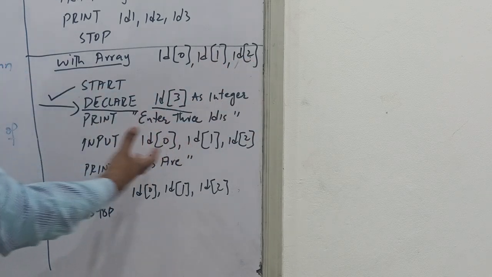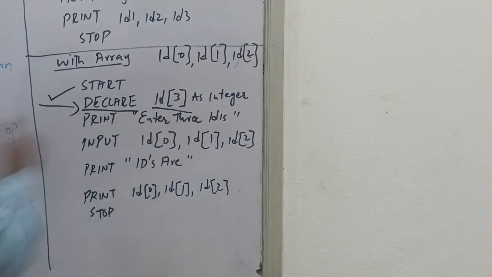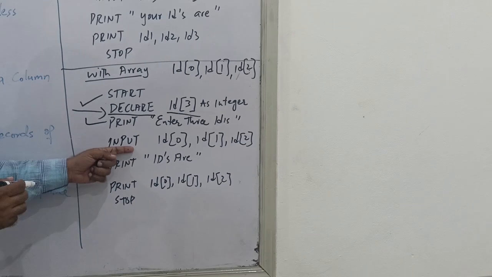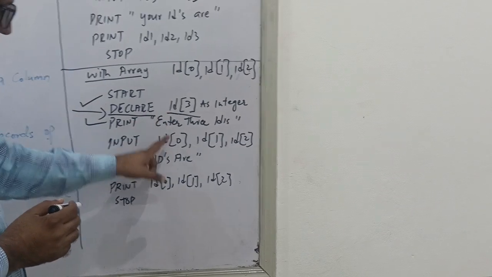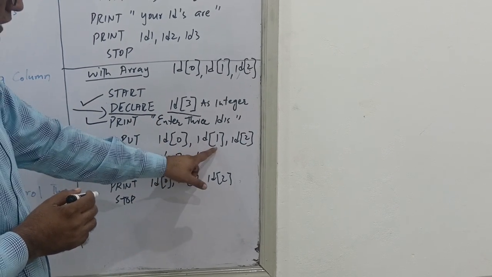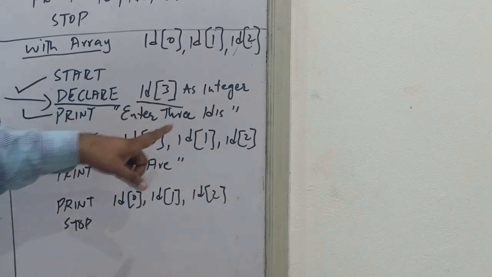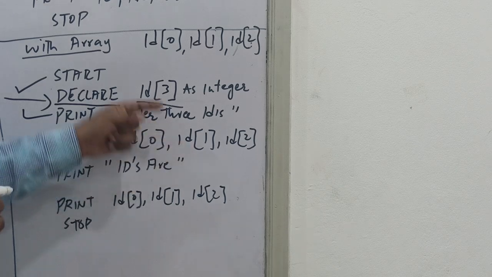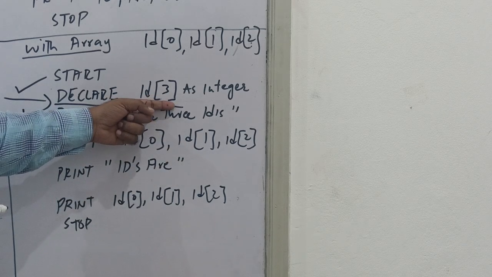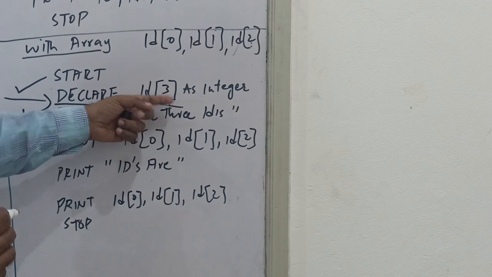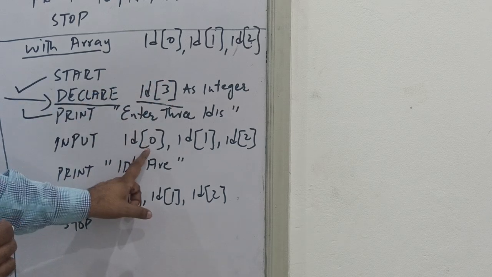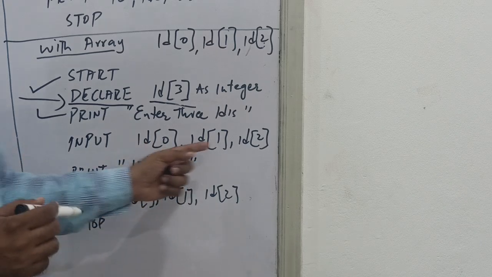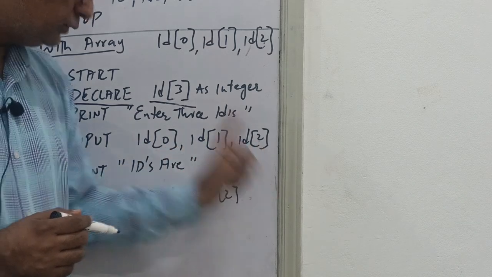So let's come to the next. Print enter three IDs. This line is similar to this line, and now in the input I will write id 0, id 1 and id 2. These are the three variables, but in the declaration line I used this standard word, and I was not required to repeat it over here. The first value will go into id 0, the second value will go into id 1, and the third value will go into id 2.